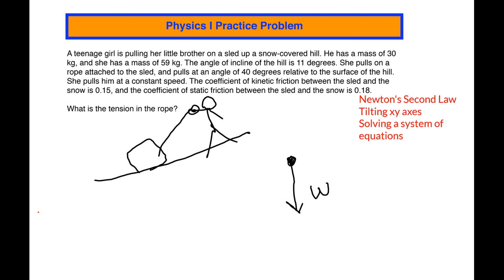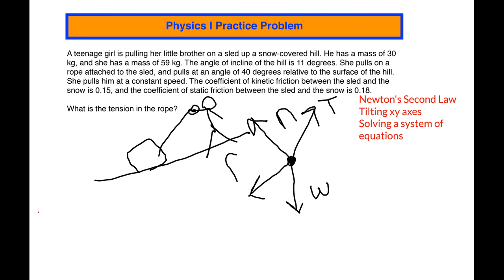We have the normal force, which is always perpendicular to the surface. We have the tension in the rope, that is just in the direction in which it's being pulled. And we have the frictional force, which is parallel to the surface and opposite the direction of motion.